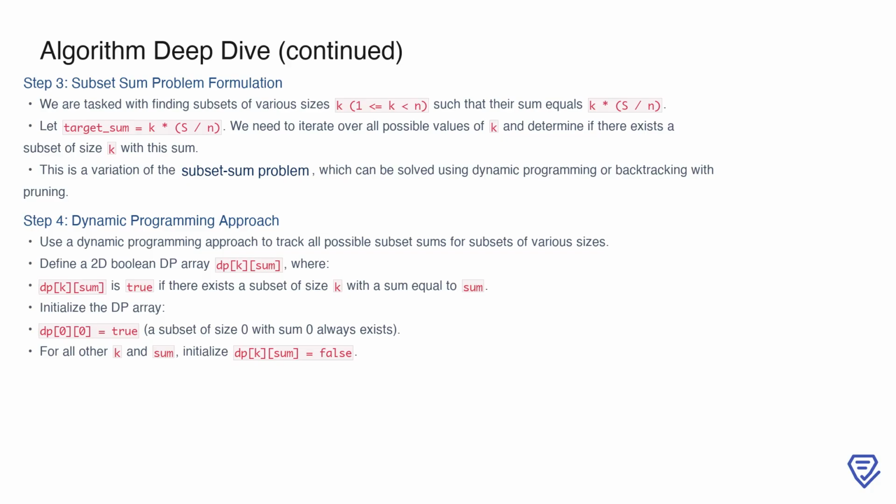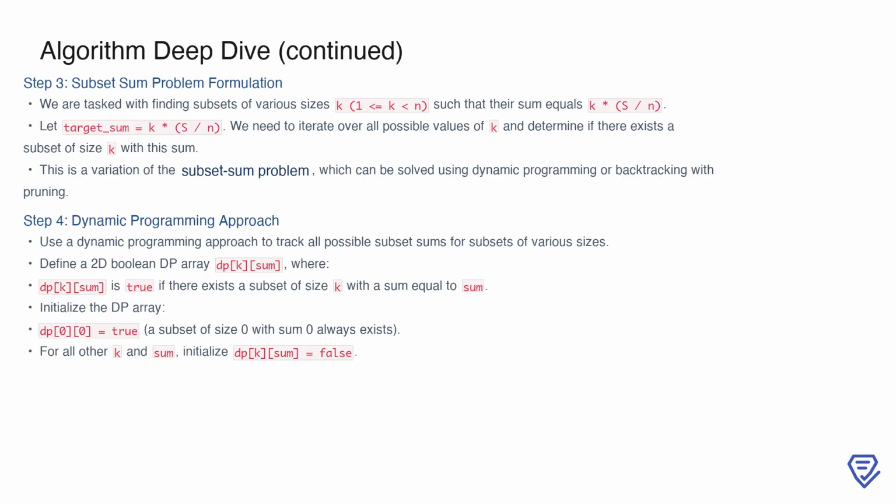The core idea is to use a 2D DP array, DP[k][sum], where DP[k][sum] is true if there exists a subset of size k with a sum equal to sum. To initialize the DP table, we start with DP[0][0] equals true, because a subset of size 0 with a sum of 0 always exists.